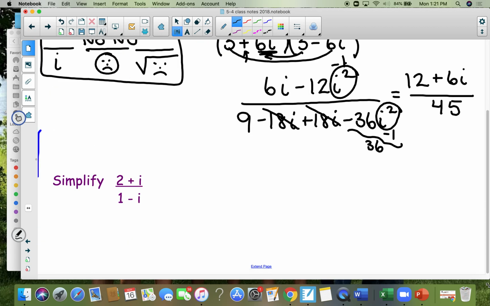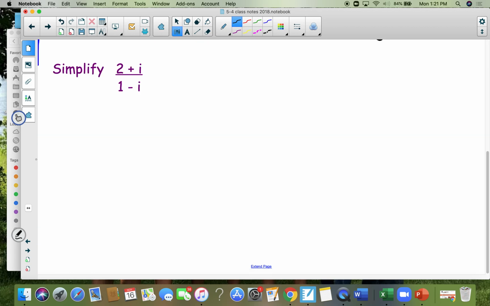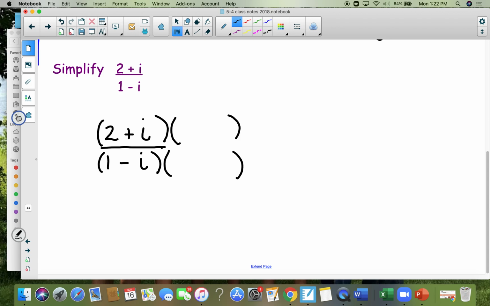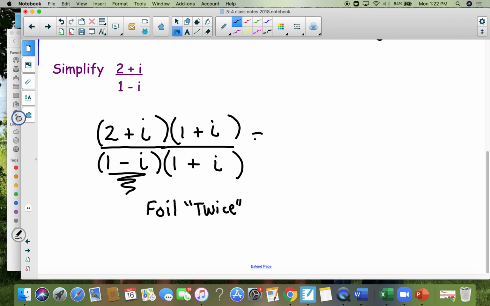Let's do one more so that you remember how to divide. I'm going to rewrite it. 2 plus I divided by 1 minus I. There's a rule in math that you can never leave the imaginary in the denominator. So I need to multiply the top and the bottom by exactly what this is down here, except you change the sign in the middle to a positive. So don't forget to change the sign. I'm going to end up doing the FOIL method twice in this problem. So here I go.